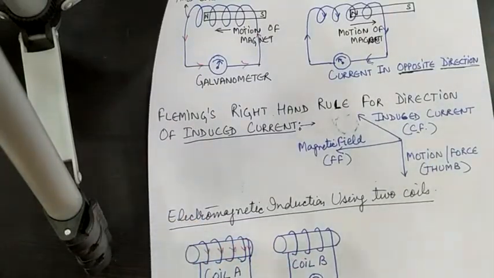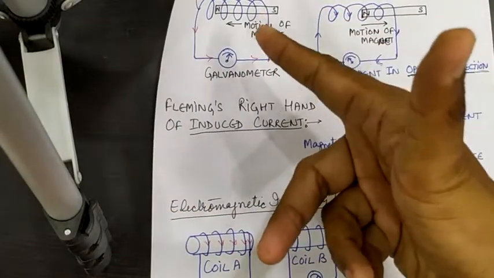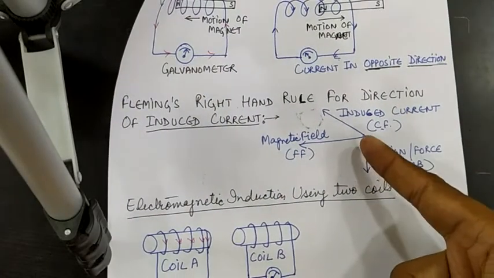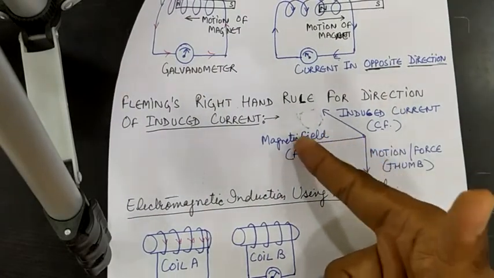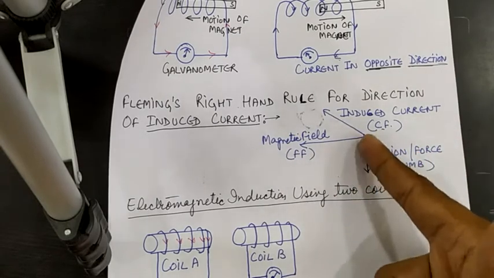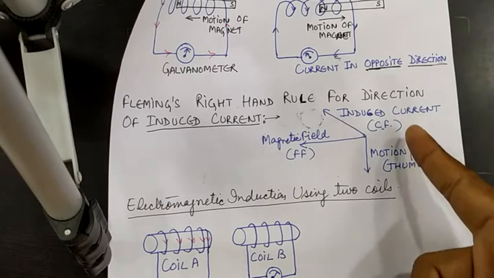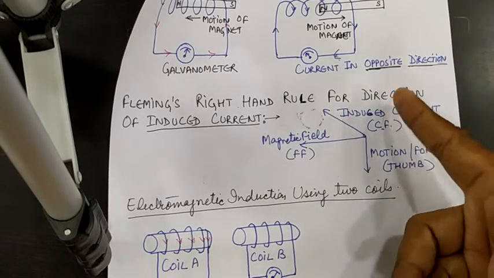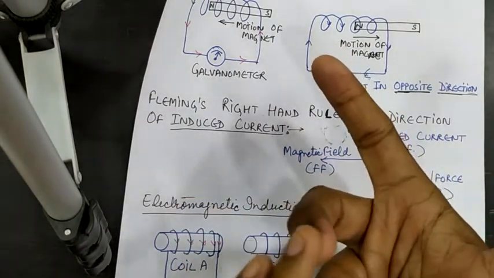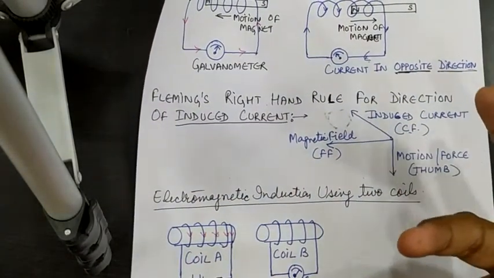For this we use Fleming's right hand rule. You take your right hand, same as the case here, with your forefinger pointing towards the magnetic field, and the thumb will give you the direction of force or motion, and this is the center finger. This will give you the direction of induced current. Got it?